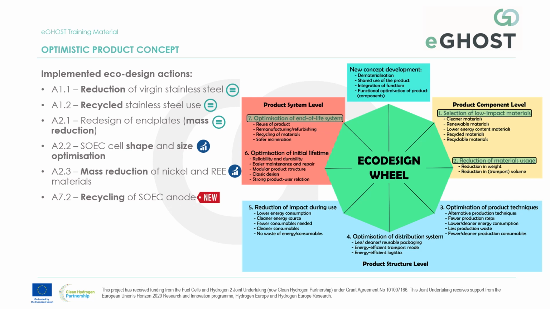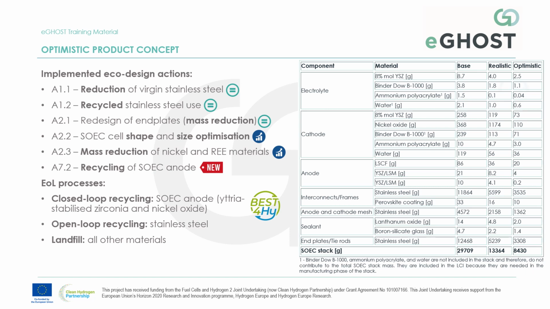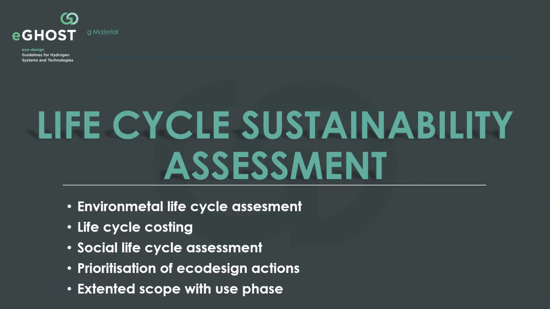And the new action is the recycling of the solid oxide anode, which was, again, with the Best for High project. So we get the yttria stabilized zirconia and nickel oxide as basically the outputs of the recycling. The stainless steel remained with open loop recycling and the landfill for all other materials. So here's again the inventory for the optimistic case, and yeah, that's it. So here we have now defined the inventories.